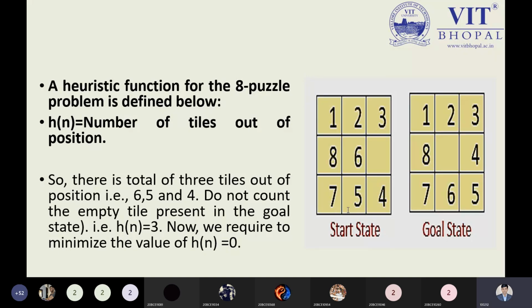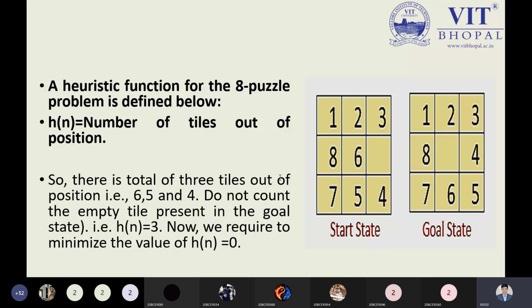That is the point. Okay, so heuristic function we will use. So now in this example, you can say a heuristic function for the 8 puzzle problem we can define as below, Hn. So Hn is what, that is the heuristic function. And how we can define this Hn? Number of the tiles out of the position. Okay. So there is a total of the 3 tiles out of the position: 6, 5, and 4.